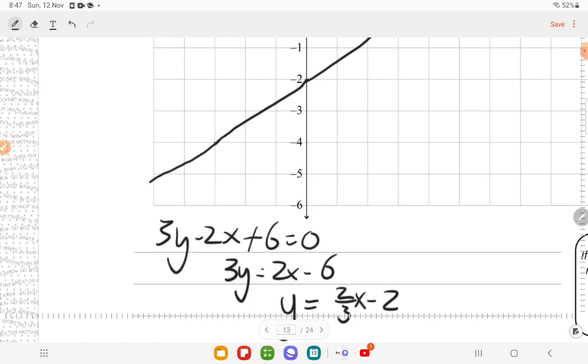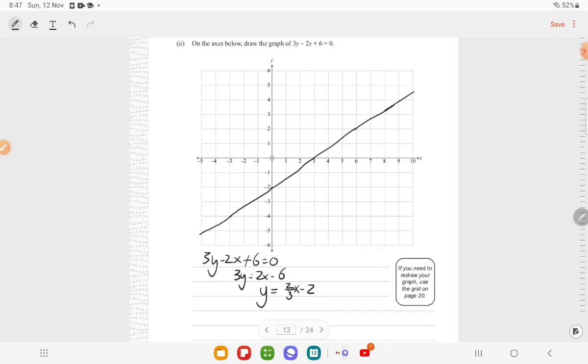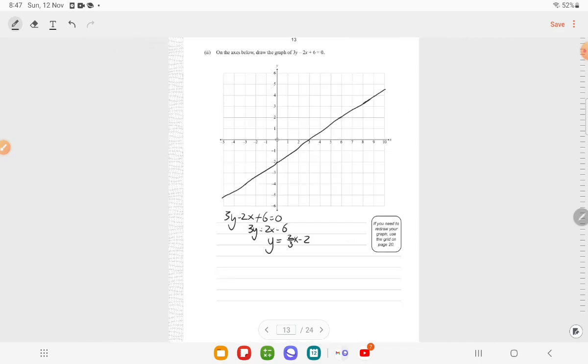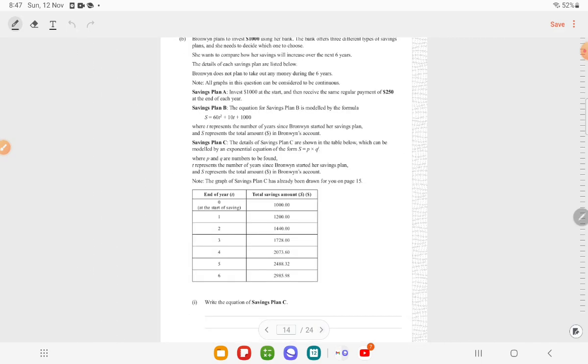Yeah, okay. Draw it accurately with a nice ruler. That is my tip with it.